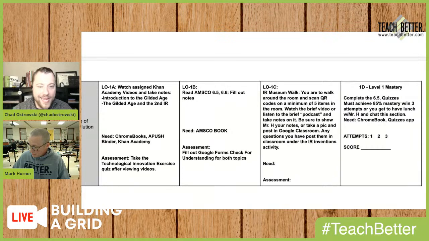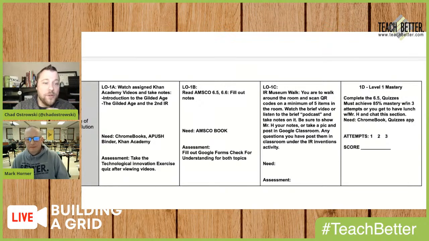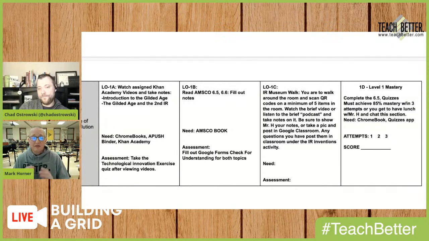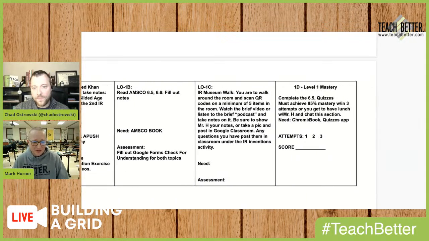Guys, DOK is not stagnant. It all depends. The museum walk is not only one level of DOK. It can be any level you need it to be. It's about the thinking the student has to do while they're going through it. Go ahead. Oh no, I was just saying, I love that. I've made note of that. That's what I'm going to do next. I'm going to keep revisiting it every period.